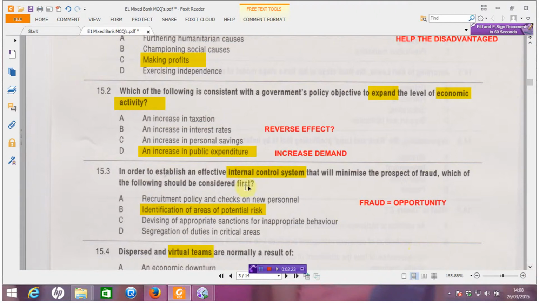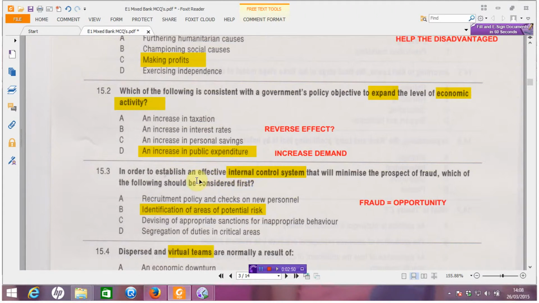15.3 here, we're asked about internal control systems. I guess this is in the area of corporate governance and control of the finance function. What we should understand is, what is internal control? Well, it's very simply a check, some sort of check to enable the business to run more efficiently. And what they talk about here is this issue of fraud.